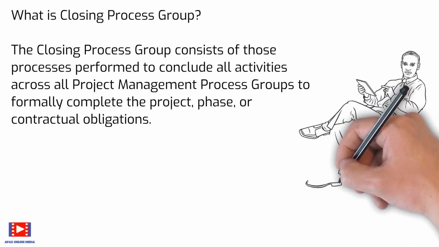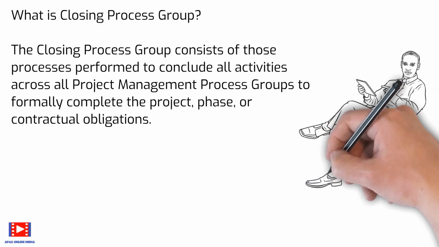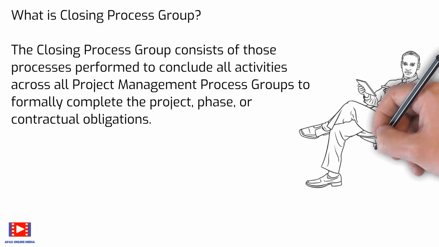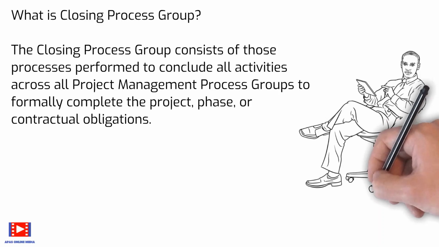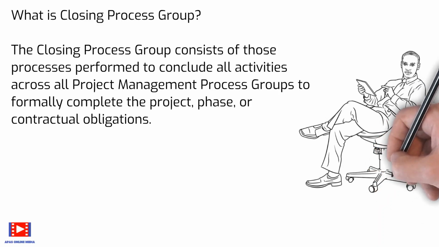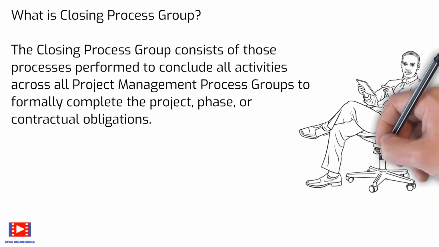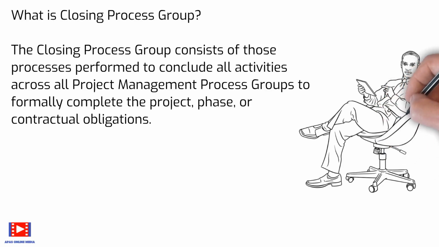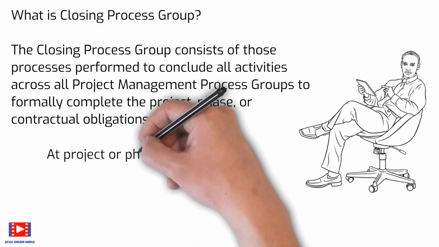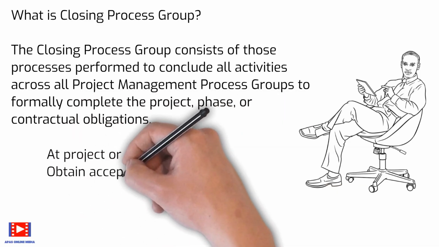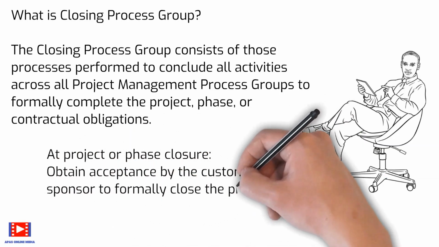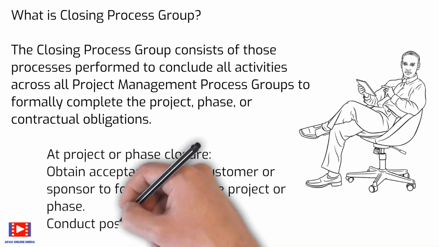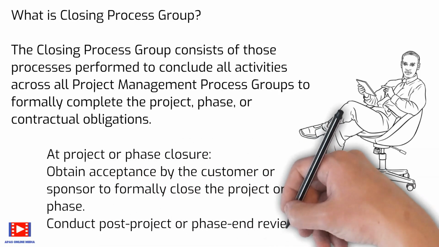In specific cases when some contracts cannot be formally closed, for example, claims, termination clauses, etc., or some activities are to be transferred to other organizational units, specific handover procedures may be arranged and finalized. At project or phase closure, obtain acceptance by the customer or sponsor to formally close the project or phase. Also, conduct post-project or phase-end review.